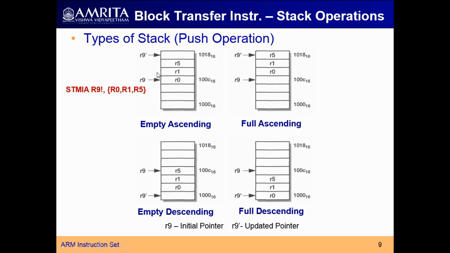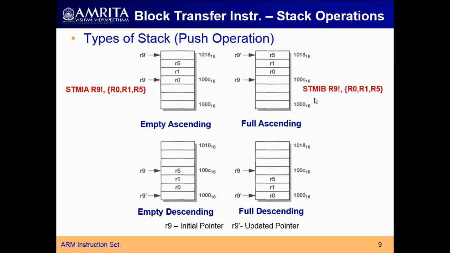Then the address location will be incremented. To that location R1 content will be stored. Then again it will get incremented. To that location R5 will be stored. Again the address pointer will be incremented to this location, and here no data will be there. So STMIA is used for empty ascending.